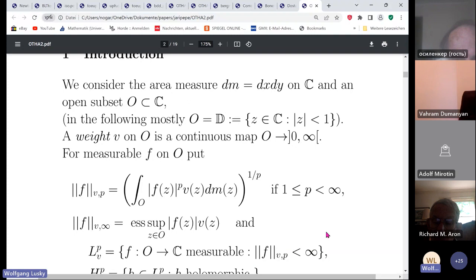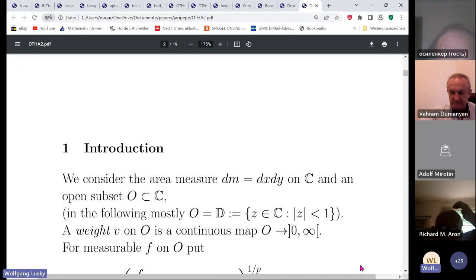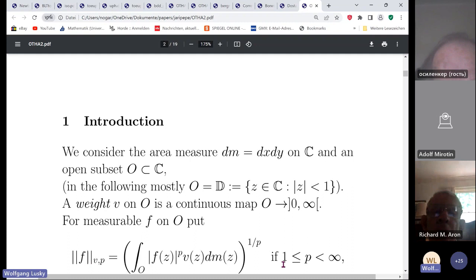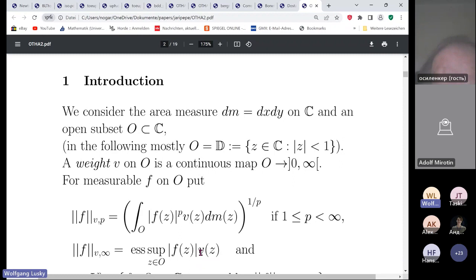This O will be given a weight function v, which is nothing else than a continuous map mapping O into the positive real numbers. This gives rise to the introduction of the weighted L^p norms. For a suitably integrable function f, I define the norm of f, sub v,p, for any p between 1 and infinity, to be just the L^p norm with respect to the measure v dm. And the same for p equal to infinity. Here we take for the norm the essential sup of the product of the modulus of f times v(z).